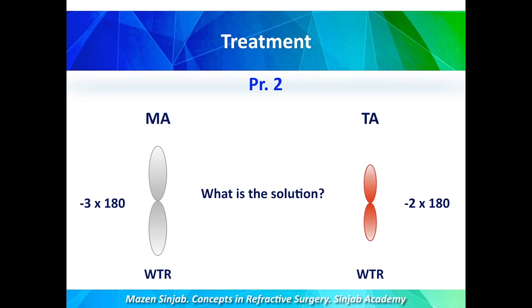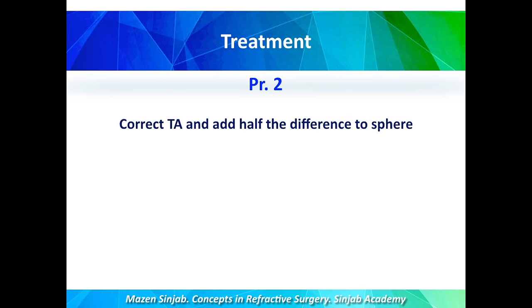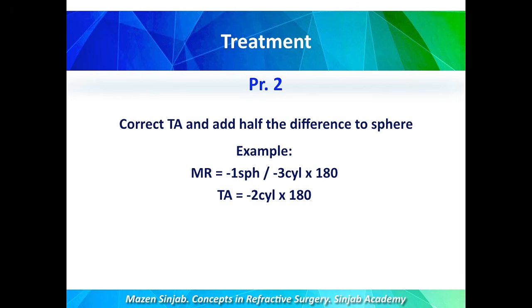So what is the solution? Actually, the rule says correct topographic astigmatism and add half the difference to sphere. In other words, we have to adjust the spherical equivalent. For example, a patient has manifest refraction of -1 sphere, -3 cylinder at 180, and his topographic astigmatism is -2 at 180. As we see here, the amount of manifest astigmatism is larger than that of the topographic astigmatism. Both are with the rule. So in this case, the difference is 1 diopter.